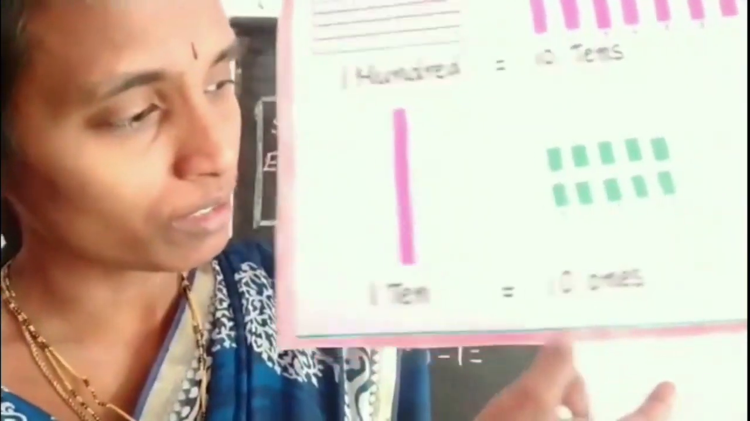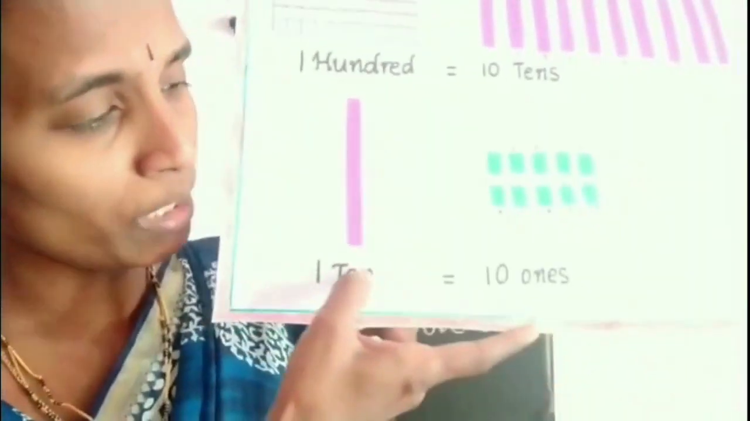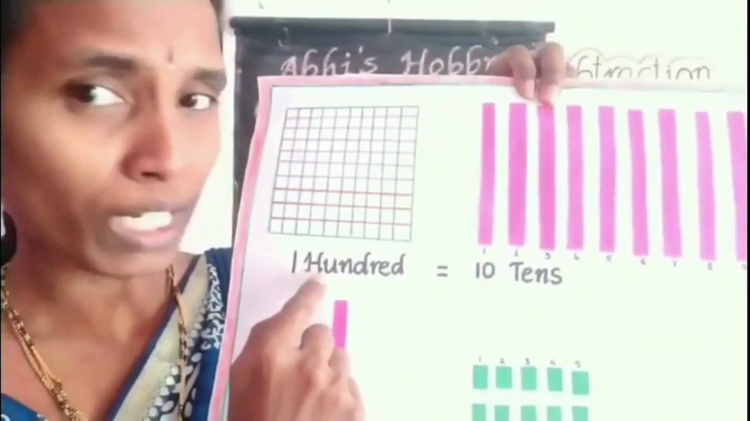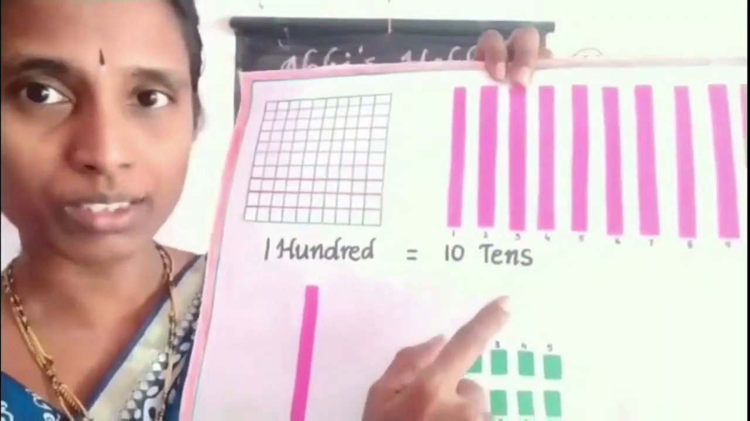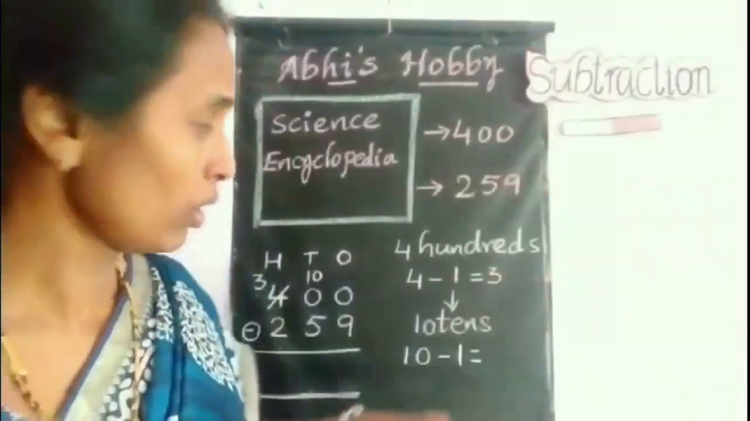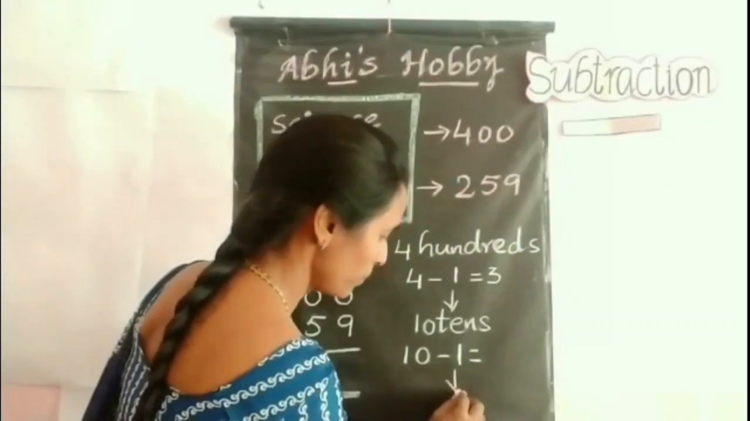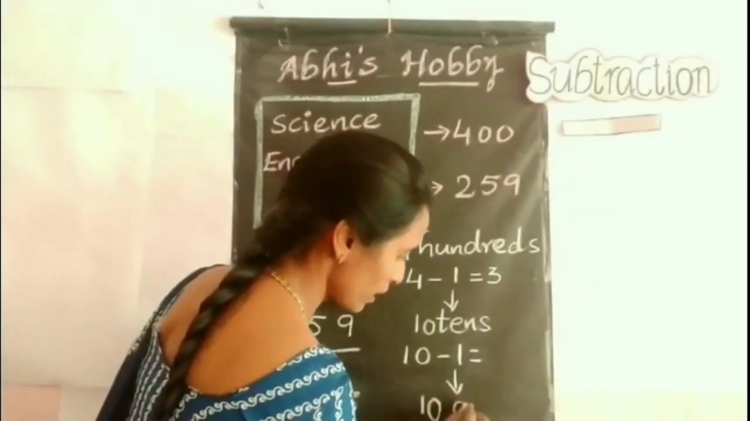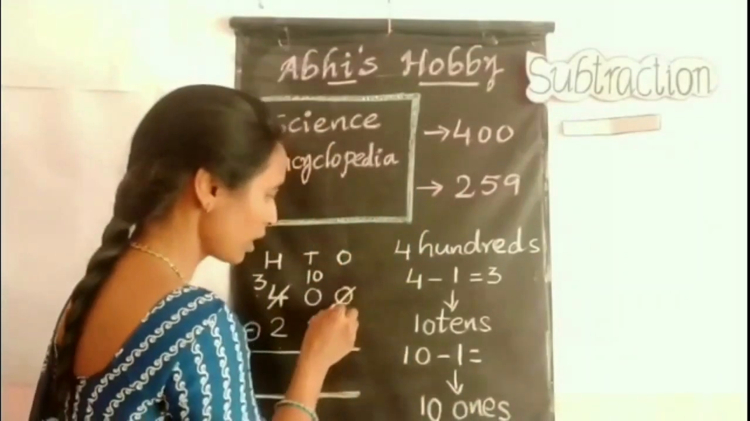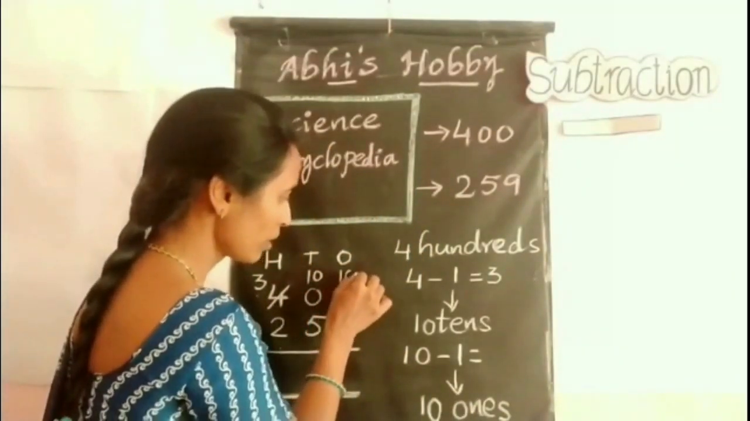110 means 10 ones. As we discussed earlier, 100 means 10 tens. Okay children, 110 is equal to 10 ones. So 110 is nothing but 10 ones.